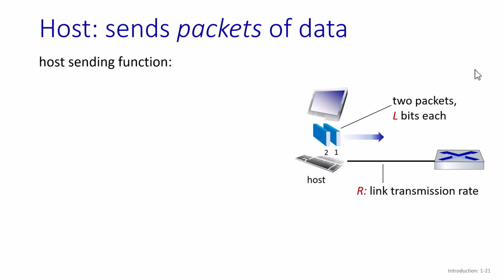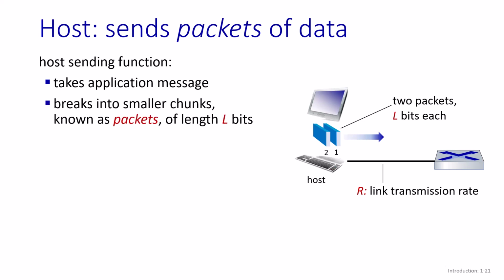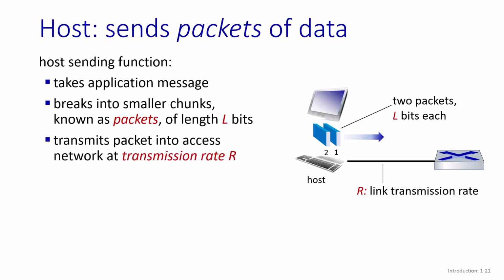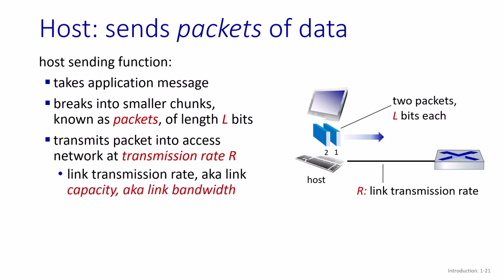How do hosts send packets of data? Let's take a look at the host sending function. Now, in our end systems, such as your laptop, your smartphone, or your desktop, the host sending function takes the application message and breaks it into smaller chunks known as packets, which have L bits, and transmits packets into the access network at transmission rate R. This is also called the link transmission rate, also known as capacity or link bandwidth.